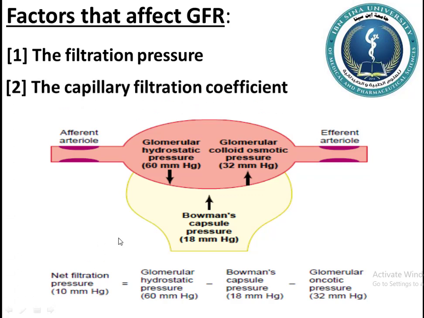The second factor that affects the GFR is the capillary filtration coefficient. It depends on the filterability of the substance, on the surface area of all the nephrons, and on the thickness of the capillary filtration barrier, the layers discussed in the previous videos, which are the endothelial layer, the basement membrane, and the epithelial layer.